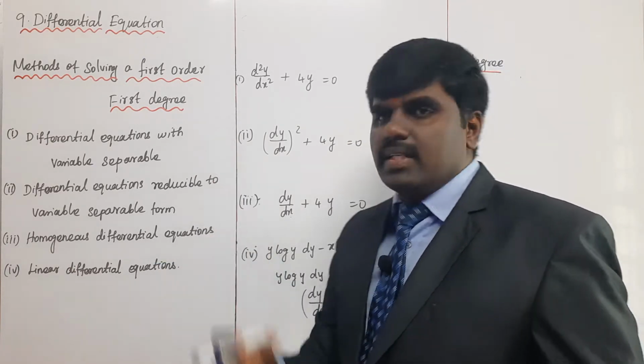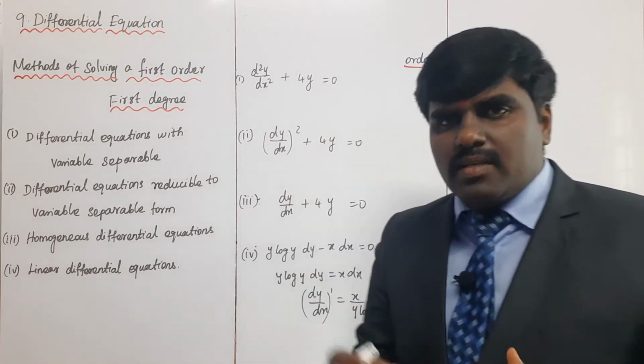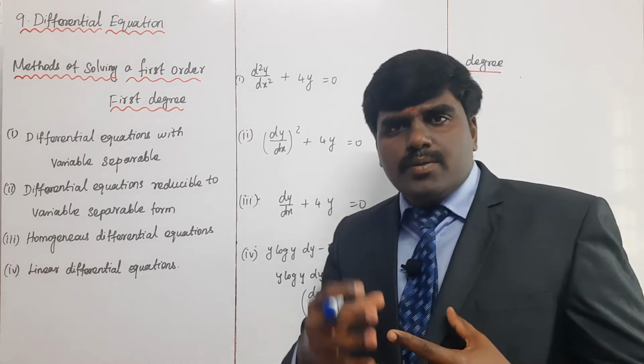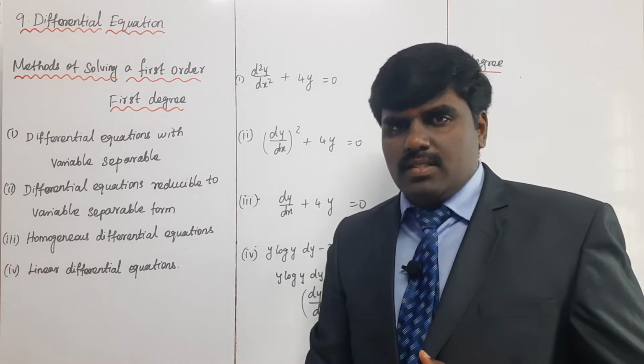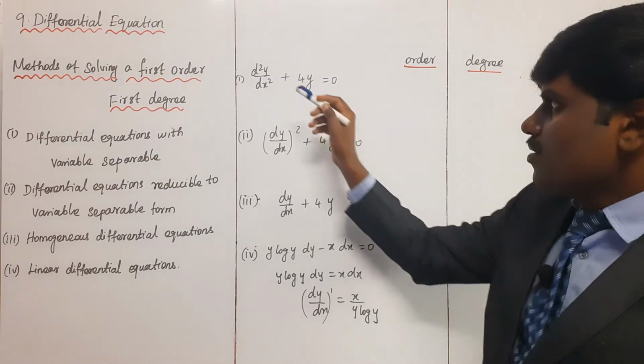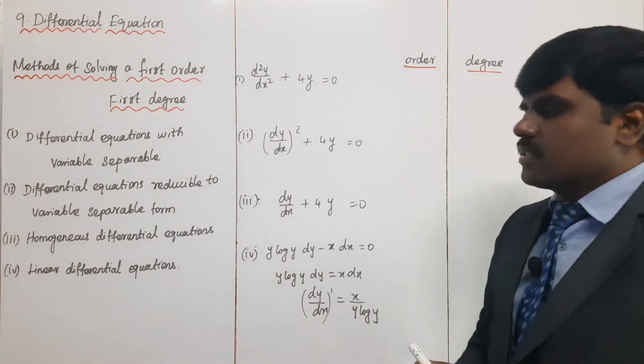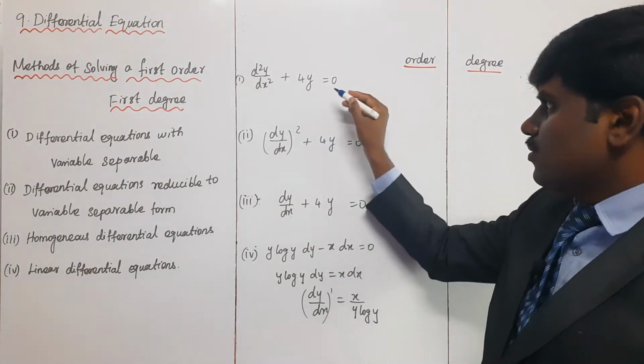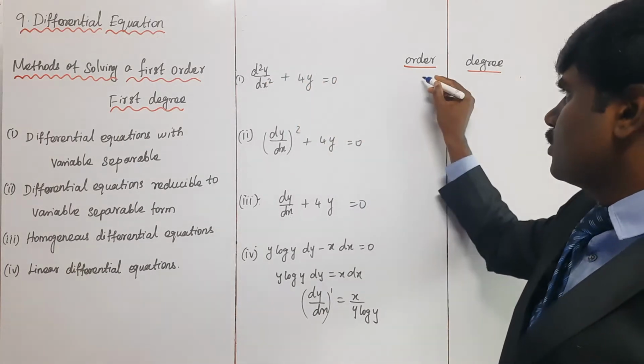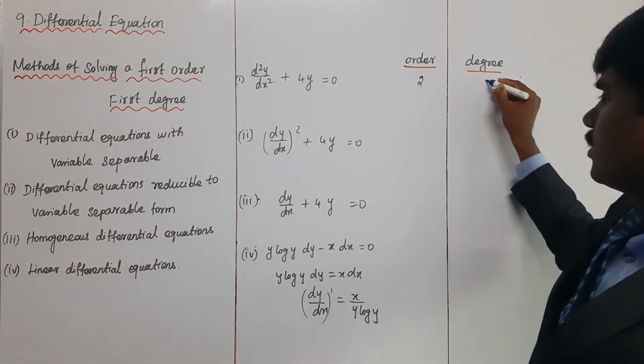My dear students, in chapter 9, differential equations, the very important topic is the method of solving first order, first degree. What's the meaning of first order, first degree? You already know the definitions of order and degree. For example, given d squared y by dx squared plus 4y is equal to 0, the order is equal to 2, and here the degree is equal to 1.